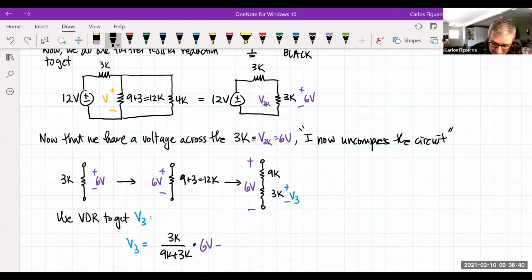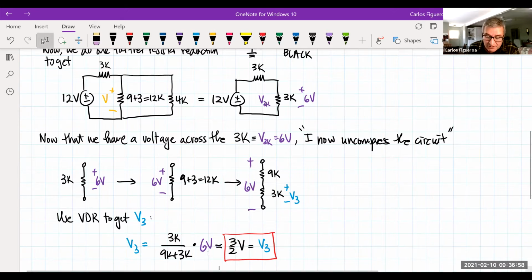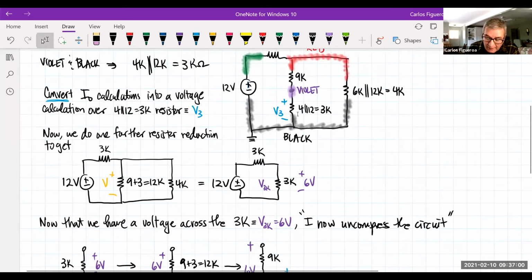I believe that's 1/2, right? That's 3/2 volts. So now I have my voltage across the 3 here, right? But that's not what I'm after. What am I after? I'm after the current. So keep stepping back. So here's where we're at now.